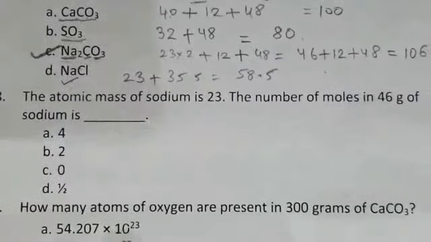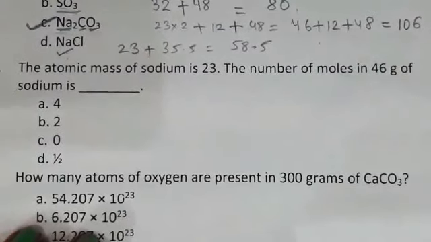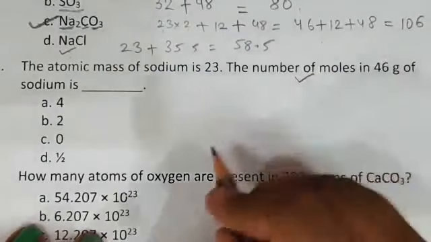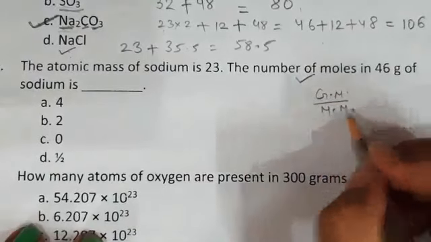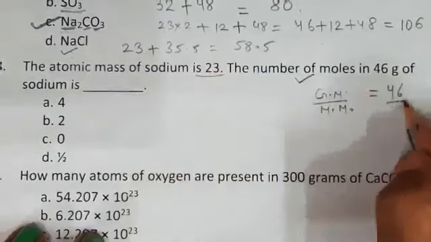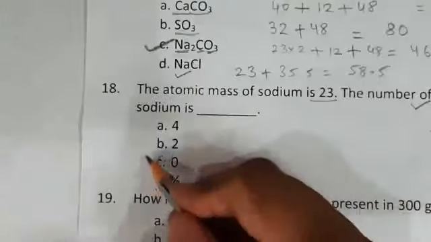18th question, the atomic mass is given of sodium 23. The number of moles you have to calculate in 46 gram of sodium. What is the formula for calculating number of moles? Given mass divided by molar mass. Given mass is 46, molar mass is 23. So 46 divided by 23, that will be 2. So the answer is 2.